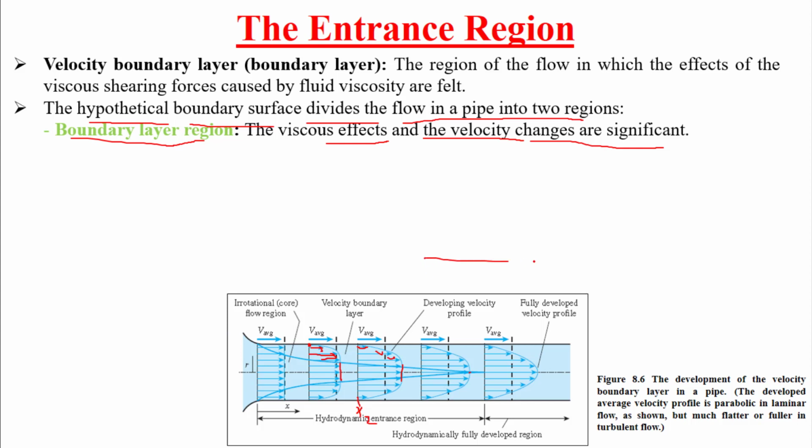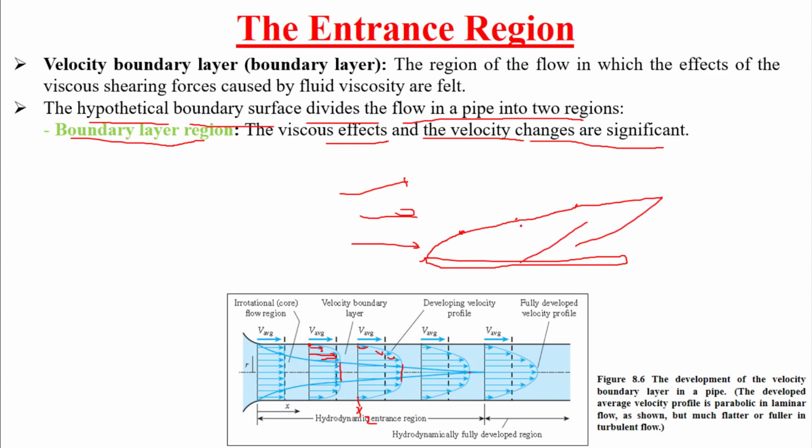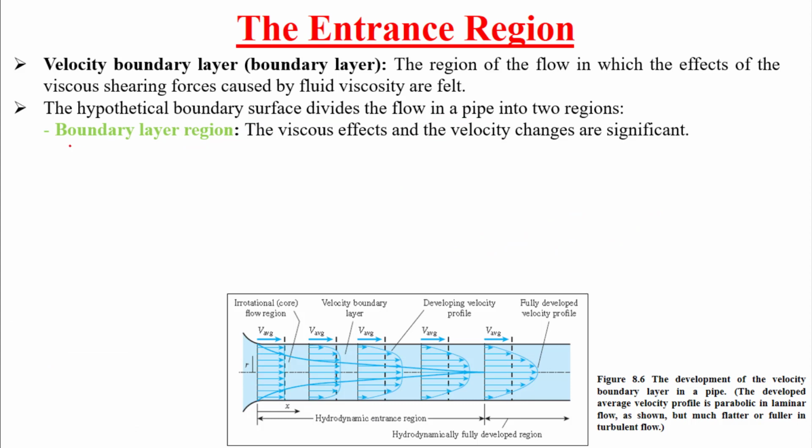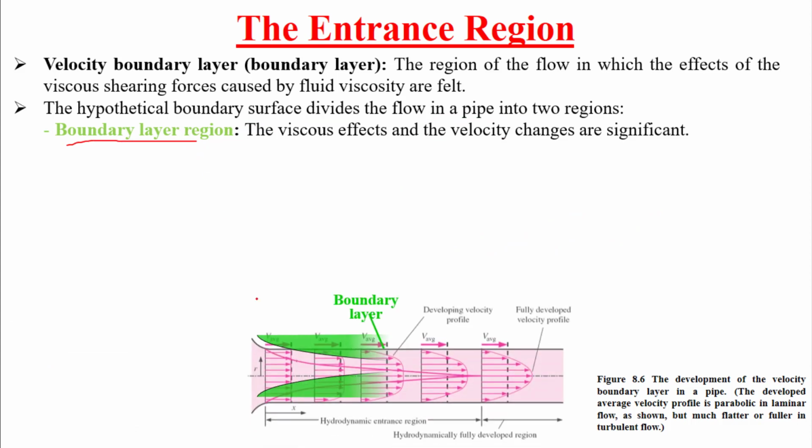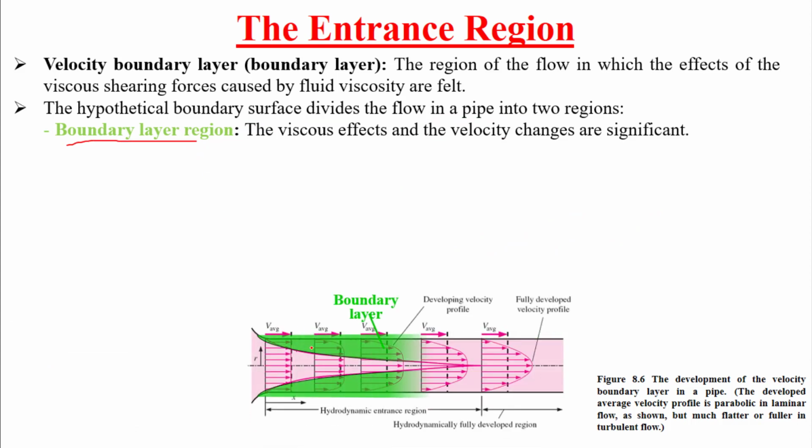This is the same as we talked about in the previous chapter for flow over a flat plate. We mentioned that at each location the effect of viscosity ends at a certain point, and further along it ends further out. If we connect these points with a line, we call this region the boundary layer region. This is the boundary layer region, colored in green, as you can see.